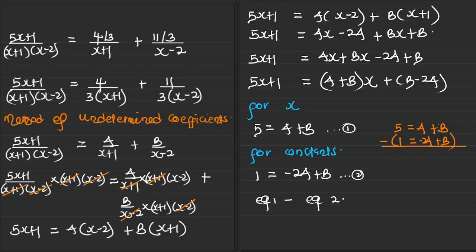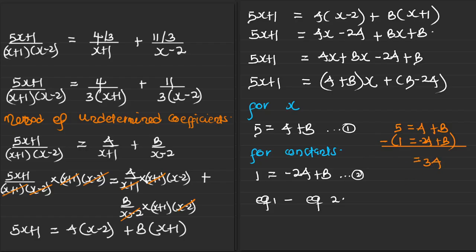So with that, we have our B minus B. That takes off the B, you see. Then we have A minus negative 2A. It becomes A plus 2A. So that gives us what? 3A.